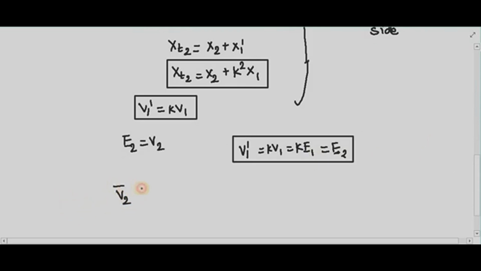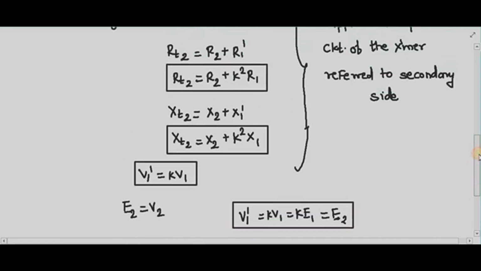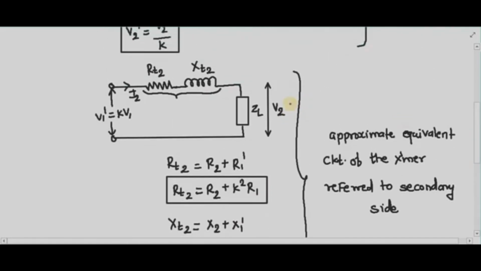and it will now be given by V2 equals KV1 minus I2 into (RT2 plus jXT2). Means there will be some drop in the impedance of the winding. What is V2? V2 is this. So V2 is nothing but the vector sum of your V1 dash and the impedance drop. So I have written here what I can write from this equivalent circuit.